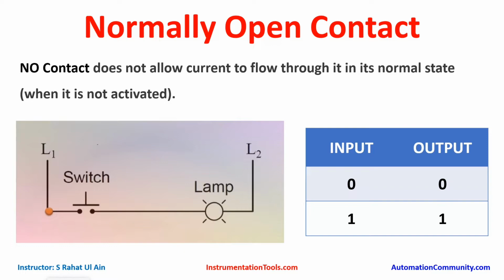A normally open contact does not allow current to flow through it in its normal state. As you can see in the diagram, the switch is not in contact, so it does not allow current to flow through it. So in its normal state, that is, when it is not activated, the output is also 0. And when input is activated, that is, when input is 1, the output will also be 1.